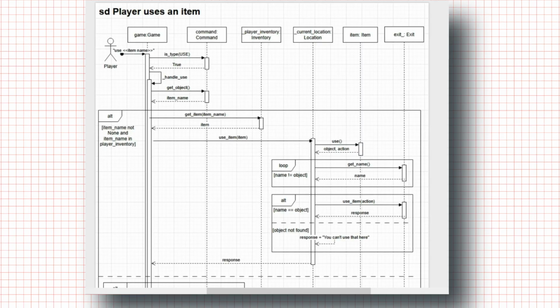Now, this sequence diagram has two things that weren't in the others I showed you. So not only do I think this might help you grasp how the objects interact to use an item, but it'll show you how to model a couple of things in sequence diagrams that we haven't seen before.